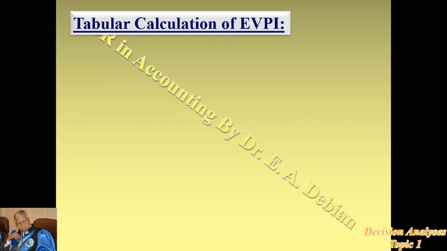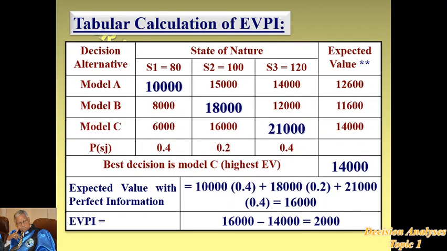Therefore, we will calculate the expected value of perfect information as follows. What is the largest value of column number 1? 10,000. What is the largest value of column number 2? 18,000. What is the largest value of column number 3? 21,000. This is what we get by step number 1.